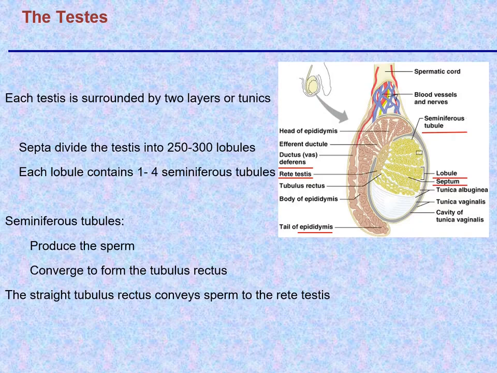And these seminiferous tubules will all converge down here to one structure. They're all converging or emptying down into this structure called the rete testis. Yes, it says tubulus rectus, but let's call it the rete testis.